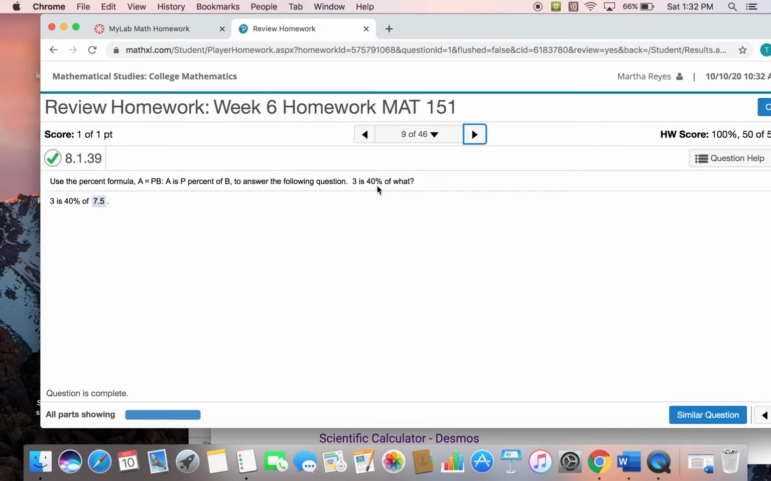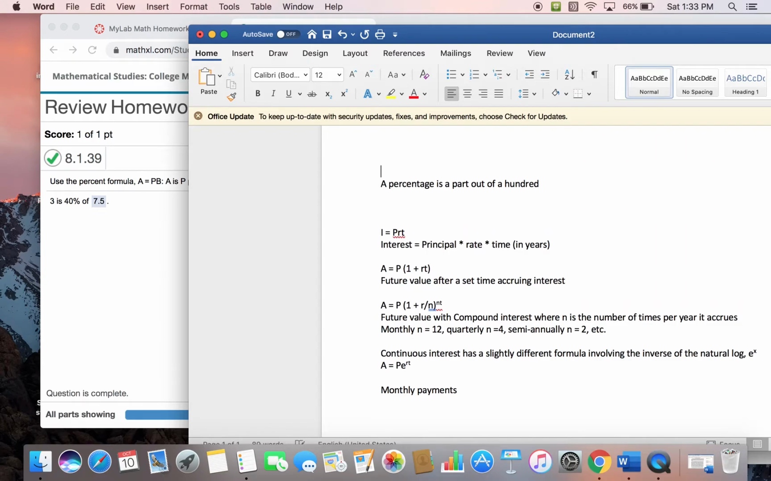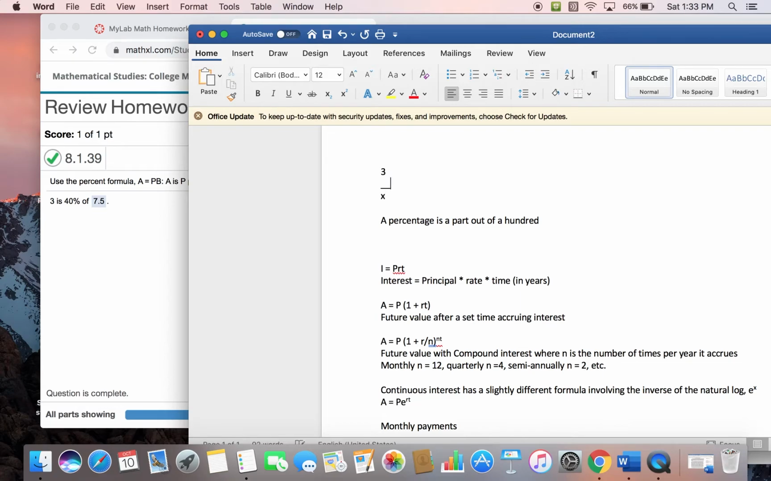Now, this one, 3 is 40% of what? The easiest way to actually do this is to set up a factor, where you compare two items. So 3 is 40% of what? Okay, so what we're going to do is put 3 over x. So that's going to be one thing. And we're going to say that equals 40 over 100. Okay, so 3 over x equals 40 over 100 in this case.